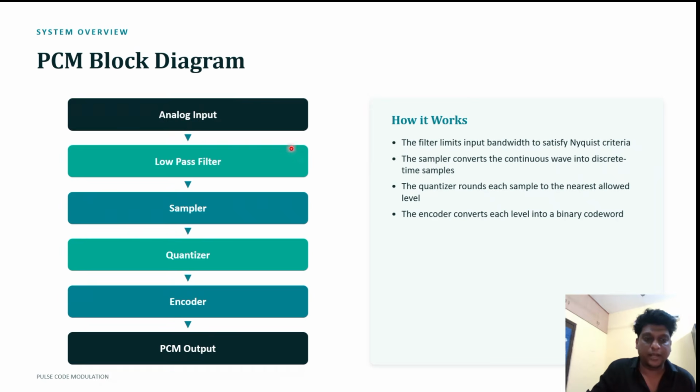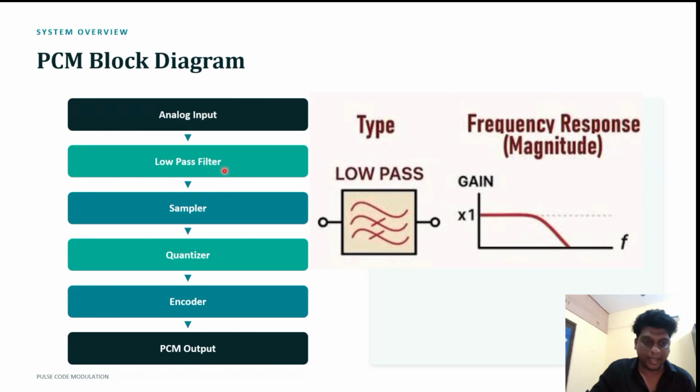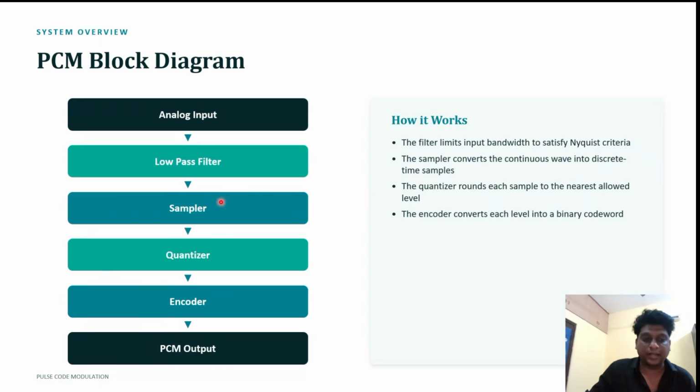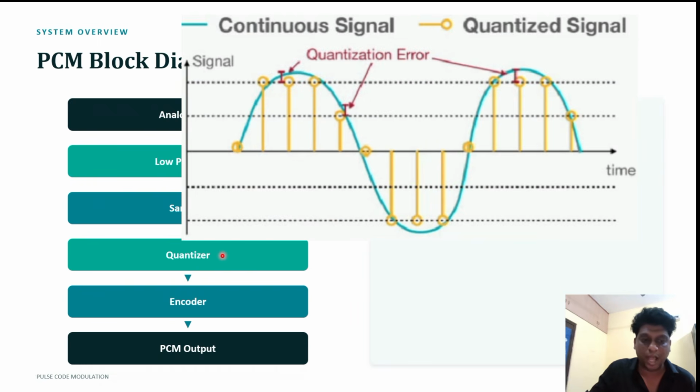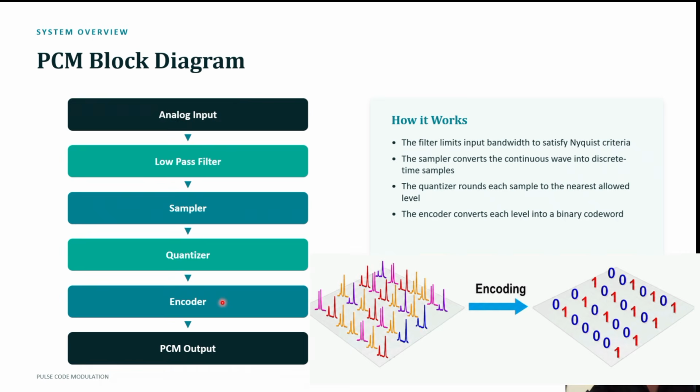This is a PCM block diagram overview. The analog input is given to the low pass filter. It limits the input bandwidth to satisfy the Nyquist criterion. The sampler converts the continuous waveform into discrete time samples. The quantizer rounds each sample to the nearest allowed level. The encoder then converts each level into a binary code word. The output of these stages is the PCM signal.